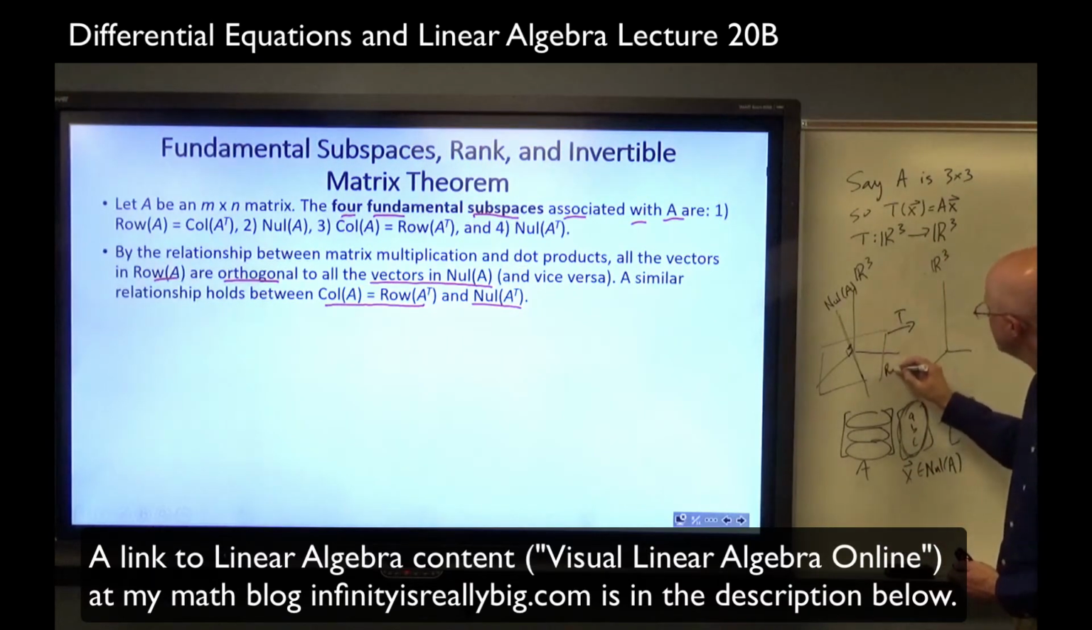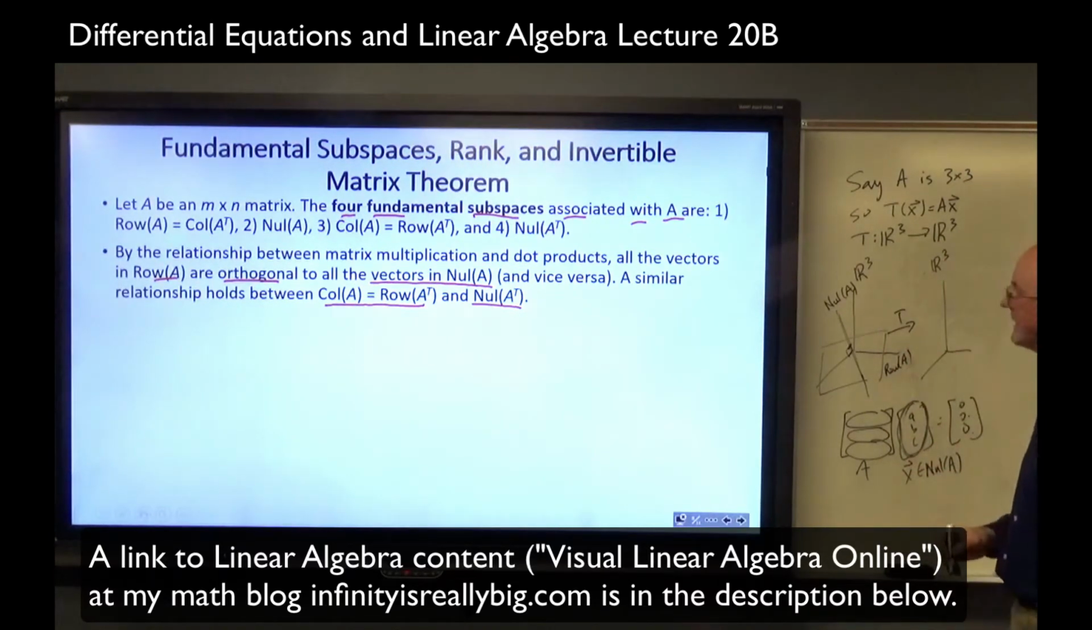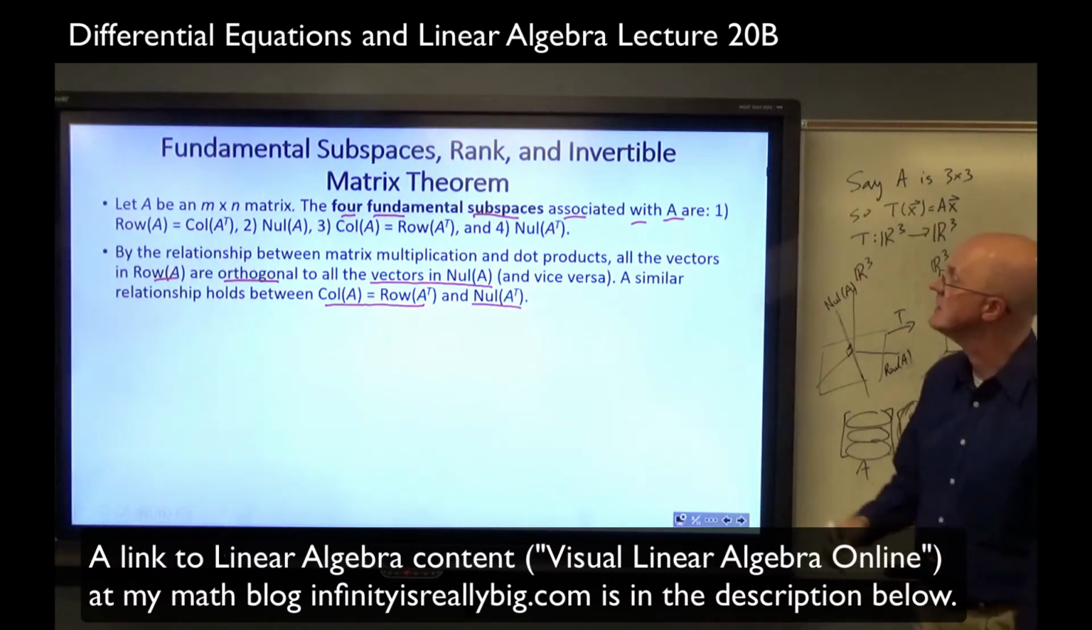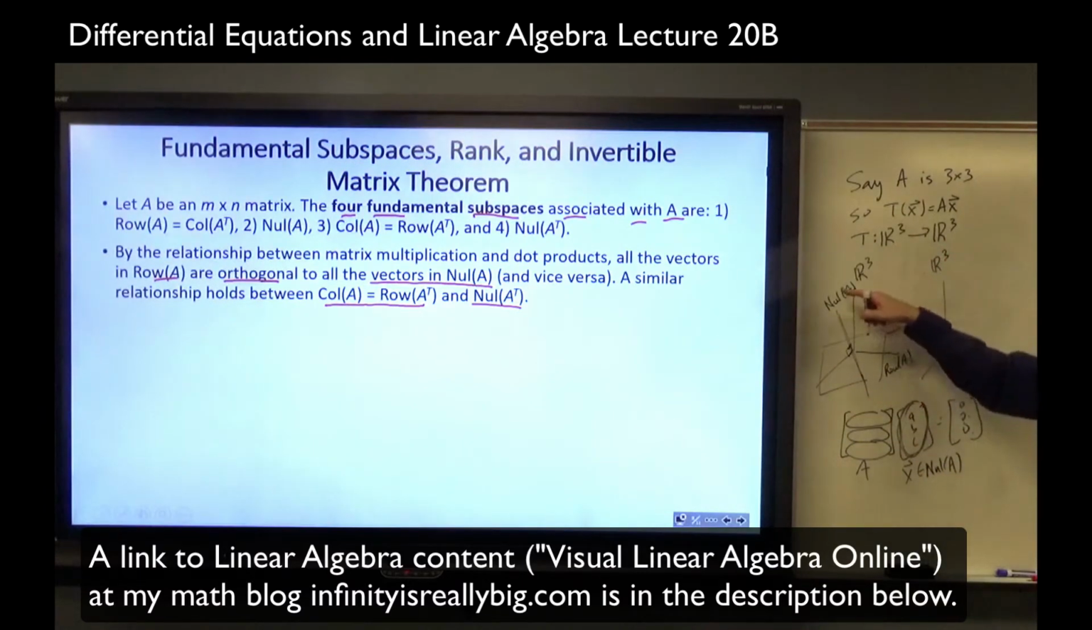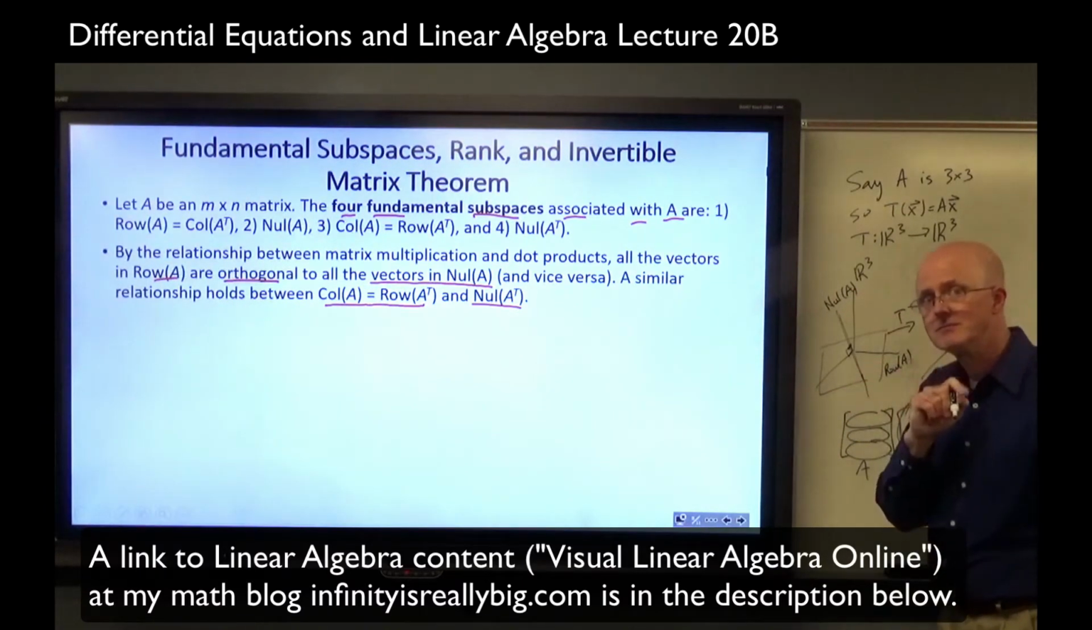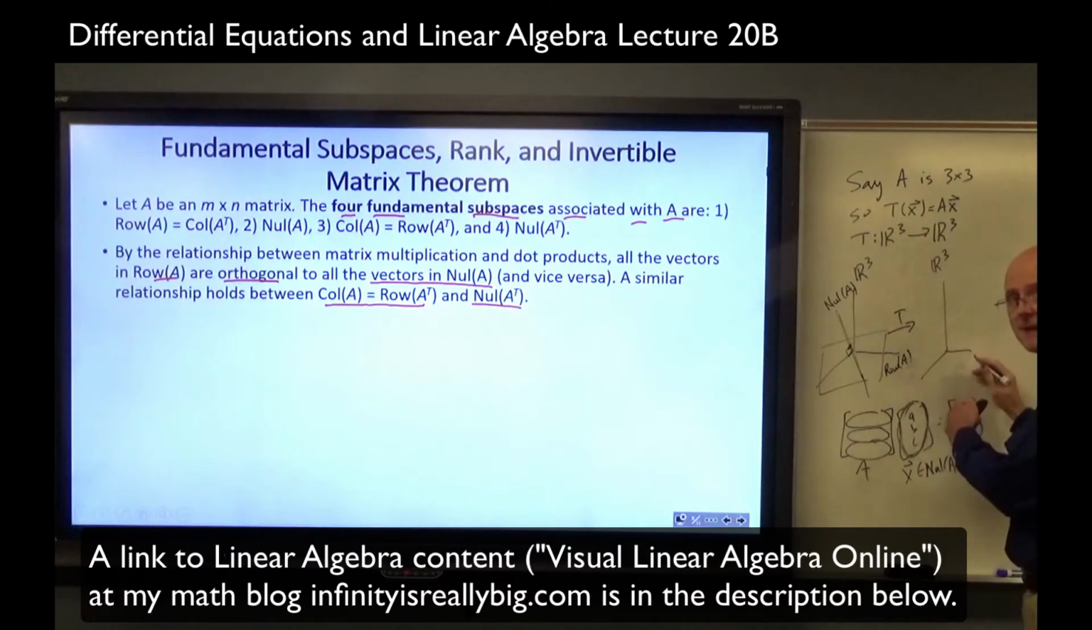That's the row space of A. And a similar kind of picture can be drawn relating the null space of A transpose to the column space of A. If the null space of A is one-dimensional, the column space of A, the image of T, will be two-dimensional.